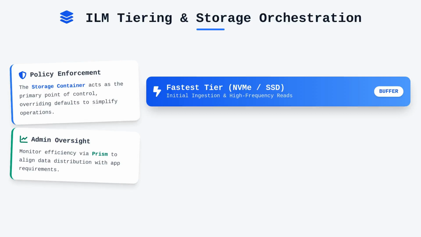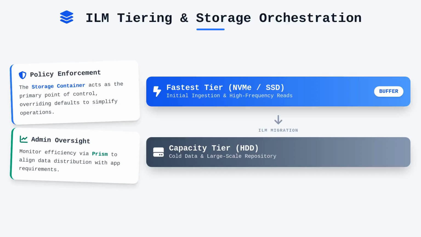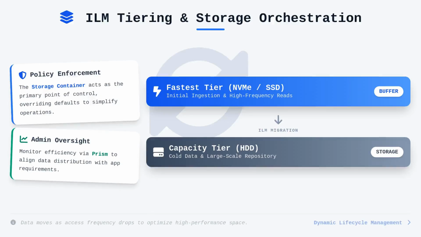Subsequent read operations draw from this top tier, but as the access frequency drops over time, the ILM process gradually moves these extents to the lower tiers to free up the valuable high-performance space. This lifecycle ensures that the cluster maintains a balance where the performance of the NVMe tier acts as a buffer for the most dynamic data, while the HDD tier serves as a large-scale repository. For an administrator, the goal is to observe the tiering efficiency through Prism to ensure that the distribution of data reflects the actual service level requirements of the hosted applications.